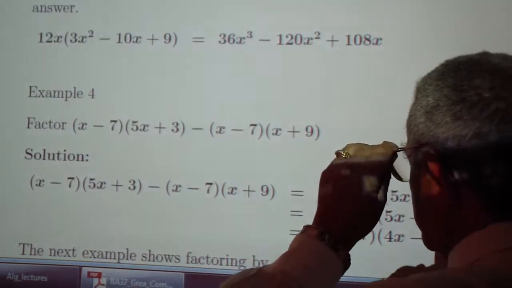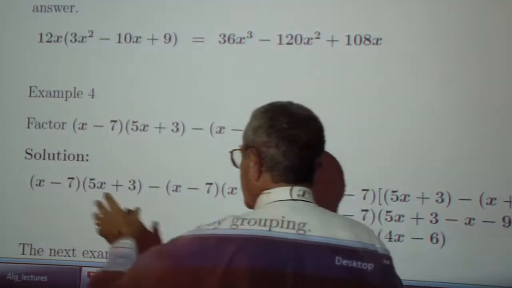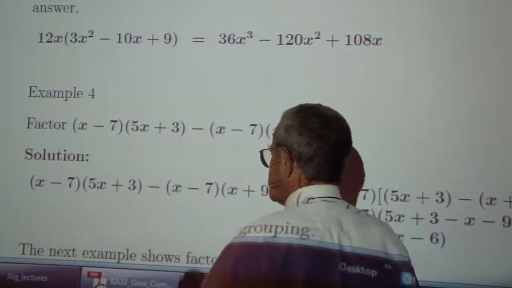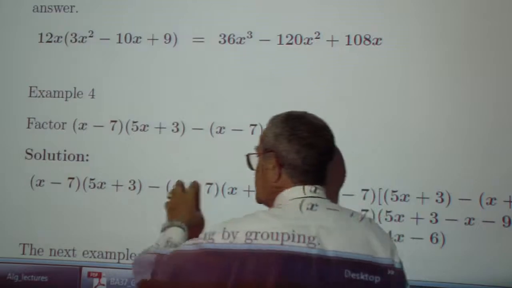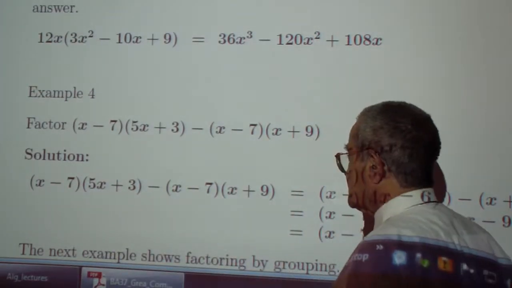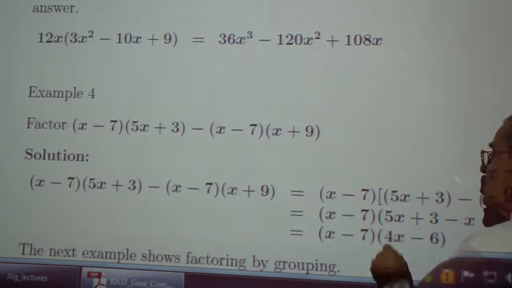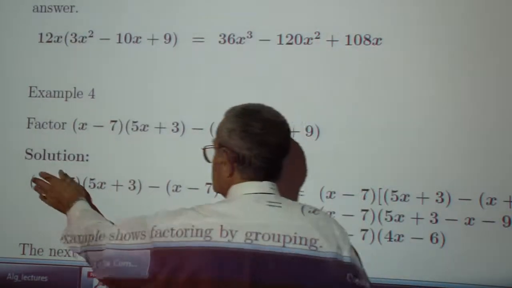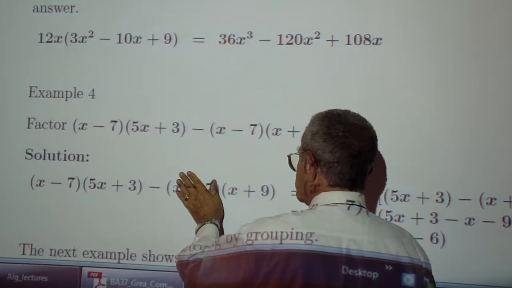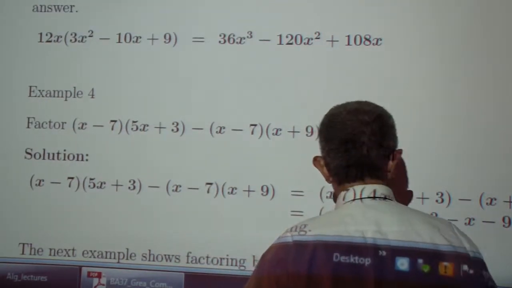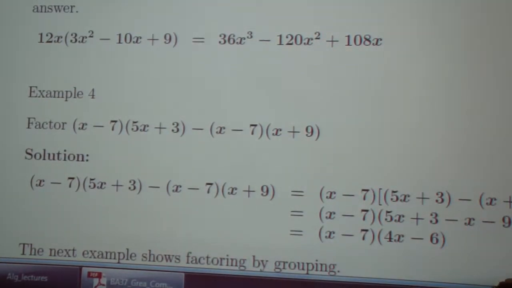Example 4. If possible, factor (x - 7)(5x + 3) - (x - 7)(x + 9). You see x - 7 as a common factor, the greatest common factor. When that is factored out, you're left with 5x + 3, and you're left with minus the quantity x + 9, right here. I never subtract, I add opposites.